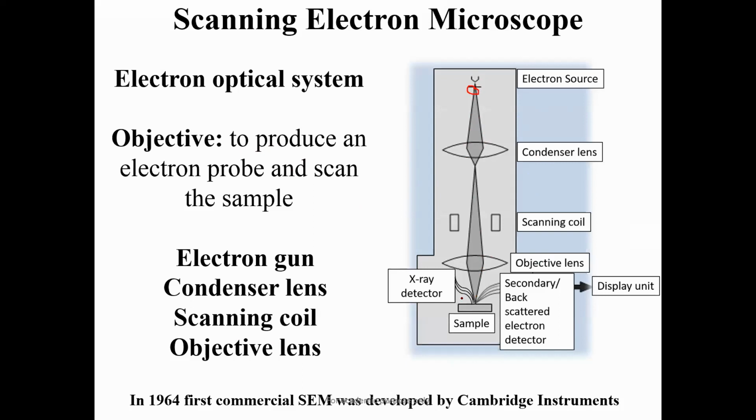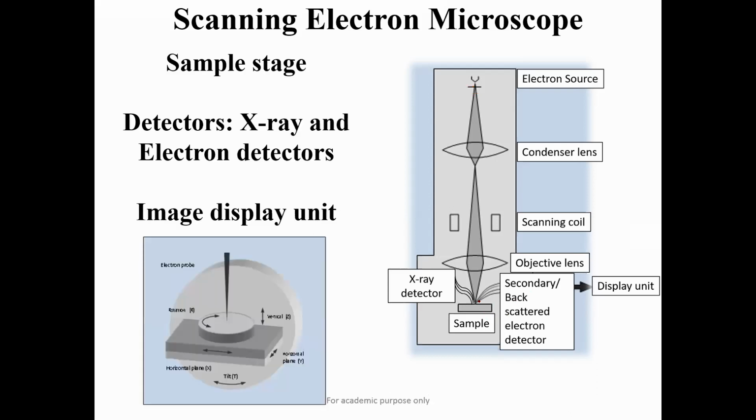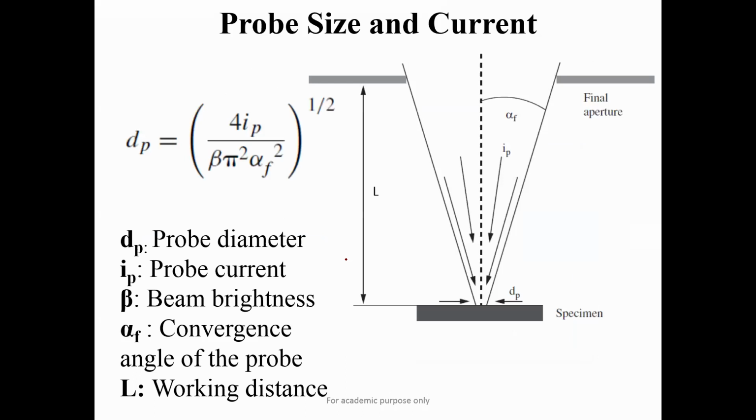And then the scanning coil, which will scan our electron beam over the sample, and the image will be generated. We will see in a while how the images are generated in the SEM and TEM machines. So again, same thing: we need a sample stage and the detectors. If we want to perform composition analysis, our system should have detectors which are sensitive to X-rays and can detect X-rays.